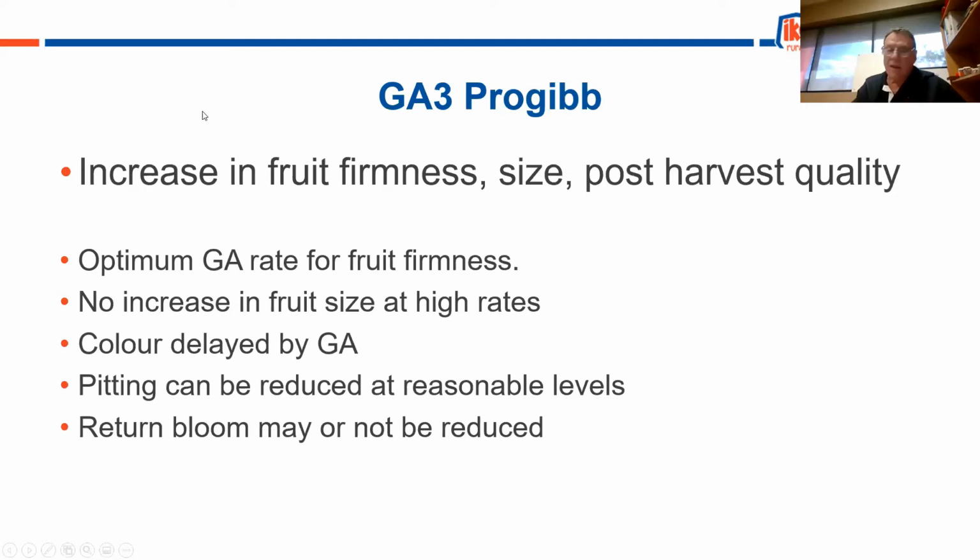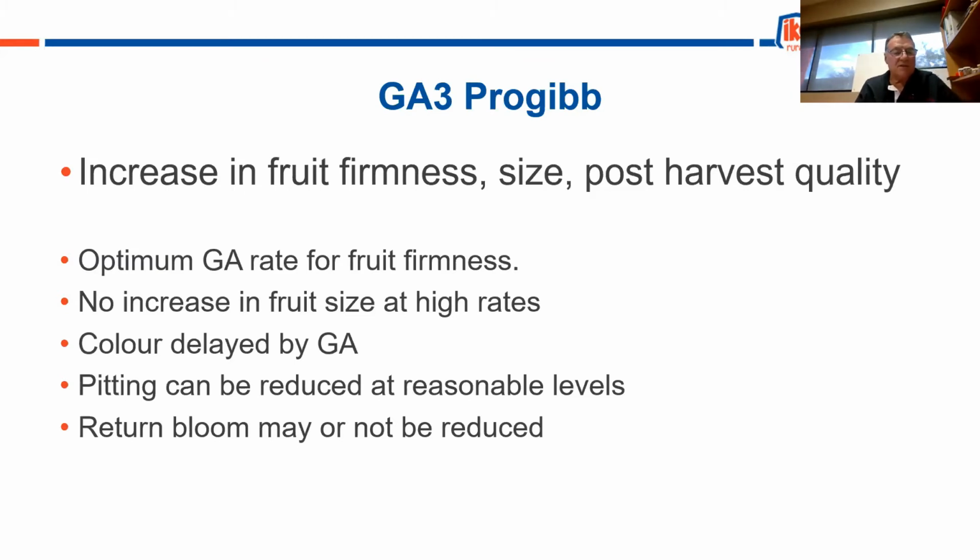Progib. Progib GA3 is probably the one where most people I see have a secret recipe or a timing that they do it with. It's much like apple thinning. It's what works for certain people.